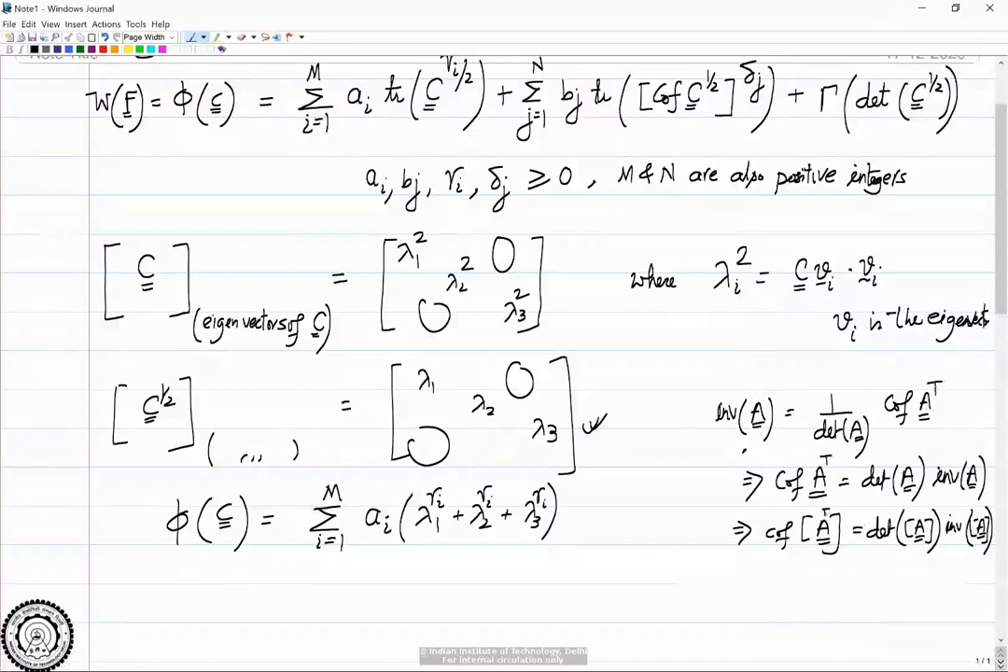But we are working with C, no? So for C, C is equal to C transpose. Right. So for symmetric, the transpose can be taken off. But you are right, we should have transpose for a general matrix.